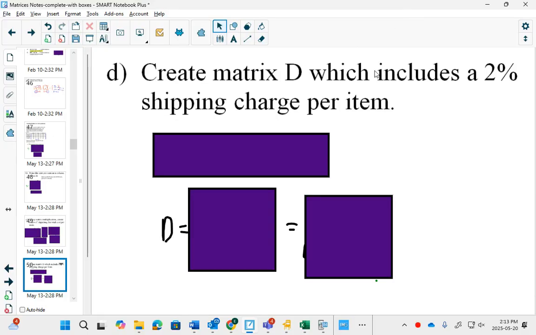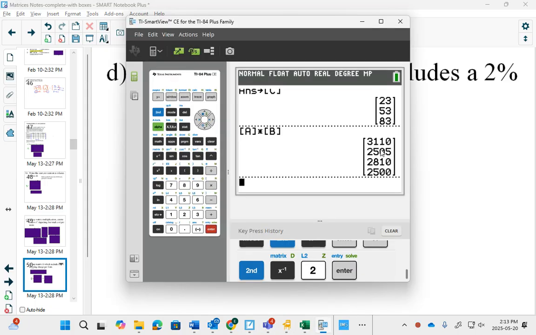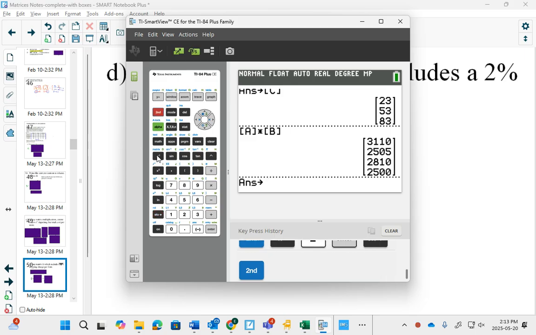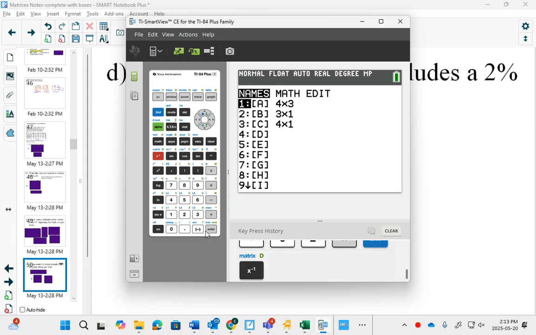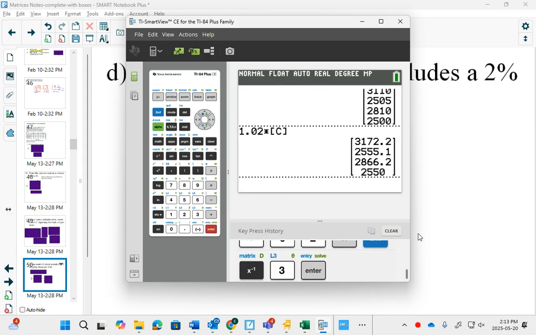So you want a matrix D, which includes a 2% shipping charge. Oh, some things you could do. We just figured this out. This was supposedly matrix C. We can hit our store button and store it as matrix C. Then if you want to add 2% to something, everything would get multiplied by 0.02. So I could go 0.02 times matrix C.